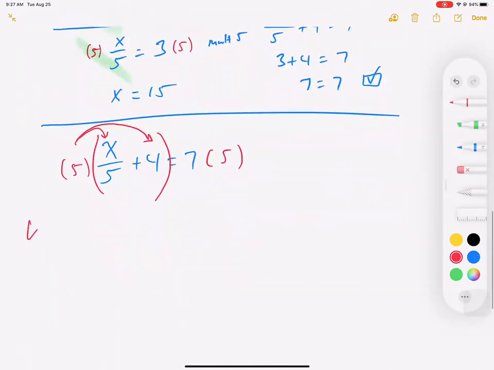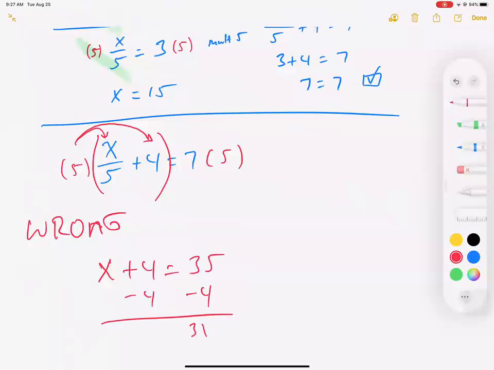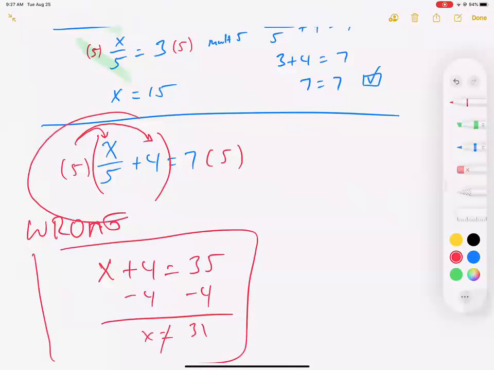So let's do it the wrong way. Take a look, this is the wrong way. A lot of people will multiply the 5 to the front, and they'll end up with 5 plus 4 is equal to 35. And then they'll subtract the 4, and that's already wrong. That answer is not 31. So this is wrong, because you didn't take care of everyone. You weren't treating this like an actual equal sign. Because equal meant you have to multiply everybody on the left by 5, not just that front value.